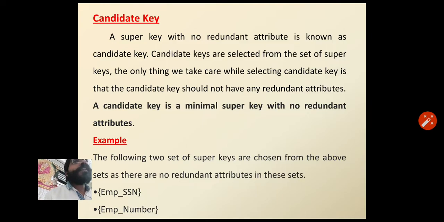A super key with no redundant attributes is known as a candidate key. Candidate keys are selected from the set of super keys. The only thing we take care of while selecting a candidate key is that it should not have any redundant attributes. That means a candidate key is a minimal super key with no redundant attributes.